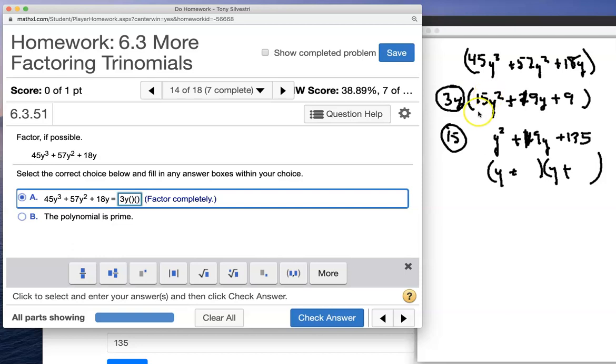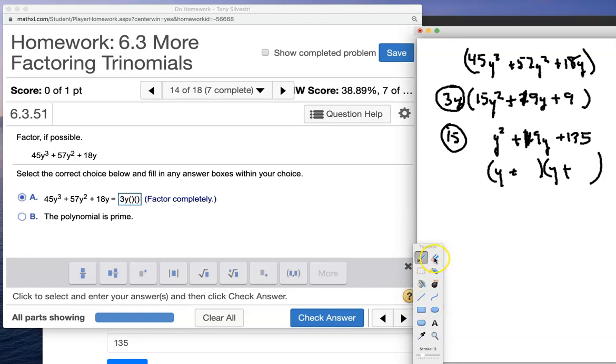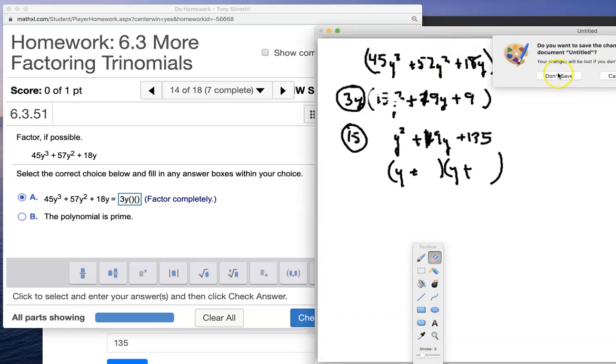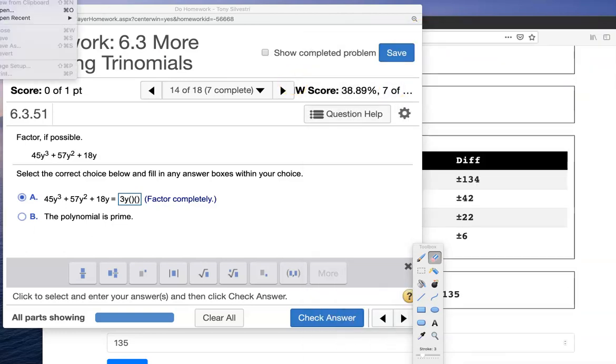Okay, let's start over again. Because 3 goes into 18, not 9 times, 6 times. Boy, I really butchered this problem up. I apologize for that. So let's come over here. We're still good with the 3y. I'm going to take my eraser tool and erase all this stuff over here. You know what I'm going to do? I'm just going to start over again. Sorry about that. Okay, don't save. Start over again. File, new.